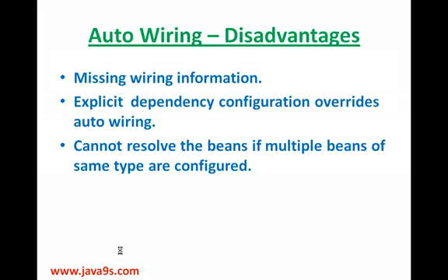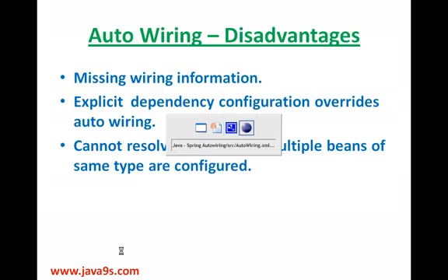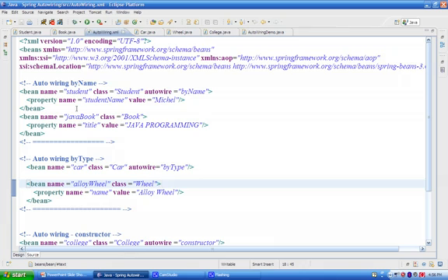The second thing is that if you declare a bean to be auto wired by type or something like that, and you explicitly mention that property, auto wiring is not going to work. And if there are multiple beans of the same type configured, then Spring will not make any guesses about which bean needs to be injected.